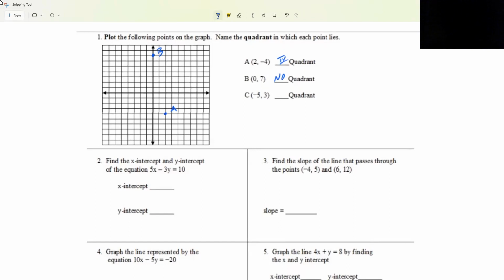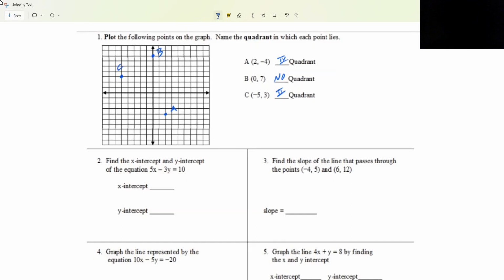All right. And then for C, go over to -5. 1, 2, 3, 4, 5. Go up 3. 1, 2, 3. That's C, and that's in quadrant 2.